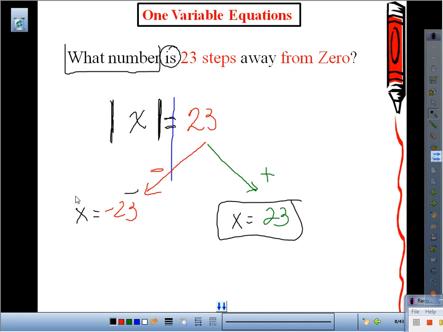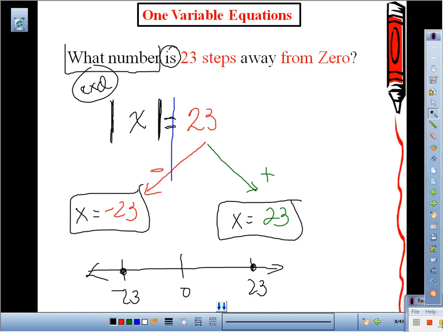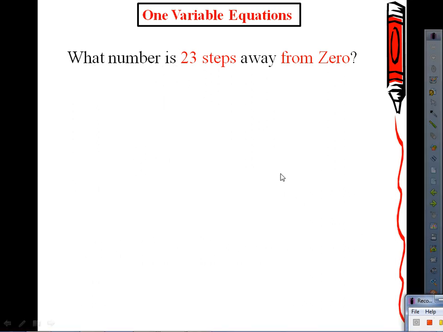Do we have 2 equations now? Can we solve anymore? No, at that point we're done, and here's my number line. How does it look on the graph? Like this, and like this. Copy that, please. This is example Q. All right, with that said, here we go.